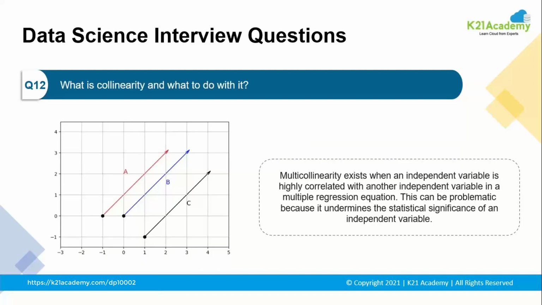Moving on to the next question, what is collinearity and what to do with it? As you can see here, we have multiple values: A, B, and C. What happens with collinearity or multicollinearity is that all three have the same features. This means if A increases, B increases, and if B increases, C increases. So instead of having A, B, and C, I can just have one. We can drop the B and C features. That is basically performing dimensionality reduction. So this is what collinearity means. And having multiple features which are the same doesn't make any sense.